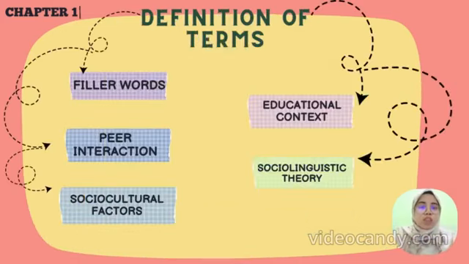So for the definition of terms, we have five terms, which are filler words, peer interaction, social cultural factors, educational context, and also sociolinguistic theory. So we move to the first one, which is filler words.